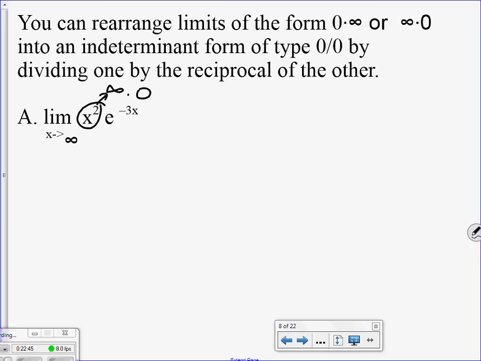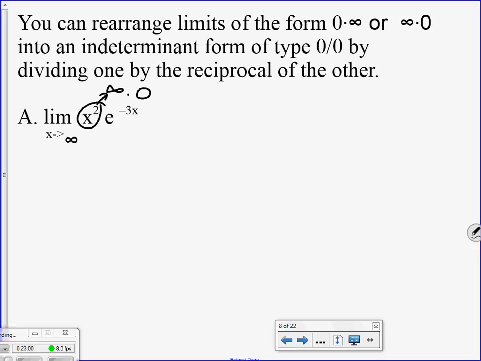Just like 0 over 0 and infinity over infinity, infinity times 0 could be anything.